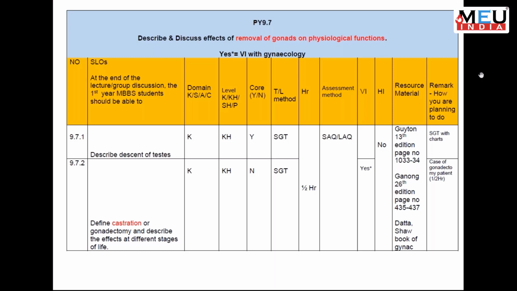Charu, please continue. Yes. So 9.7 competency, describe and discuss the effects of the removal of gonads on physiological function. There are only two SLOs: describe descent of testes, and second, define castration or gonadectomy and describe the effects at different stages of life. So this will be vertical integration with gynecology. At the top we have mentioned it.